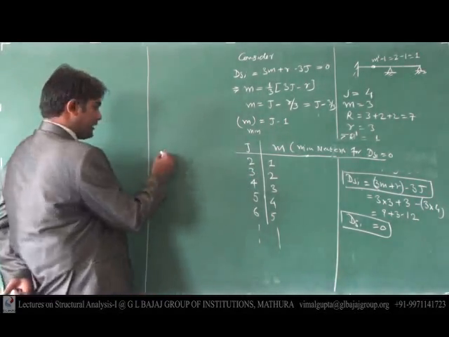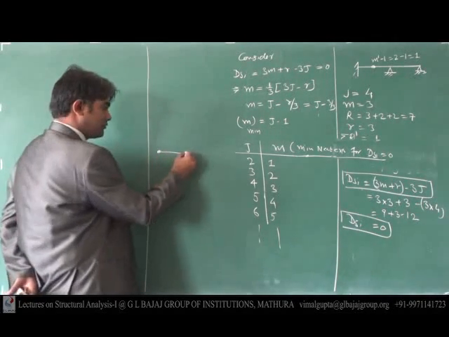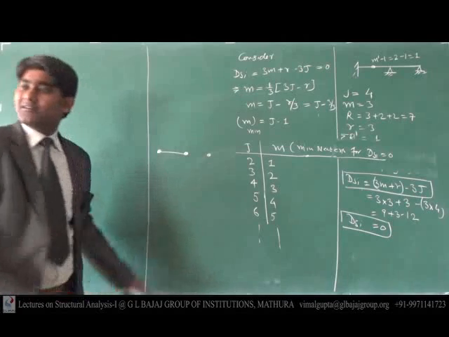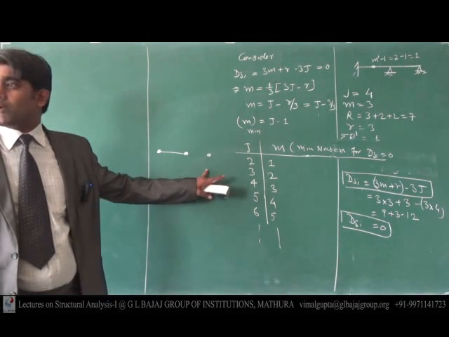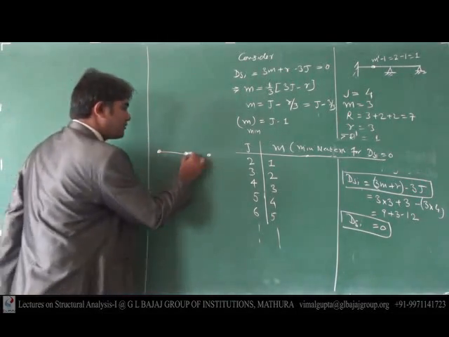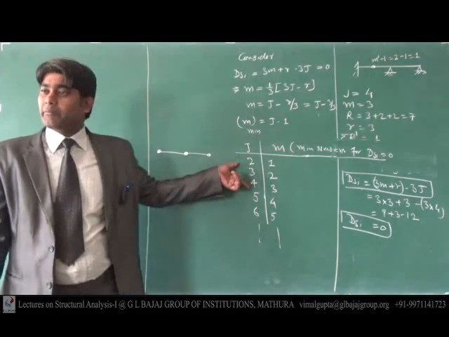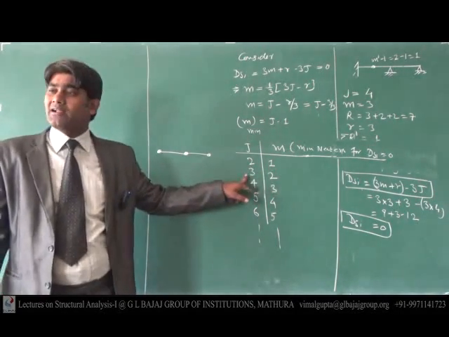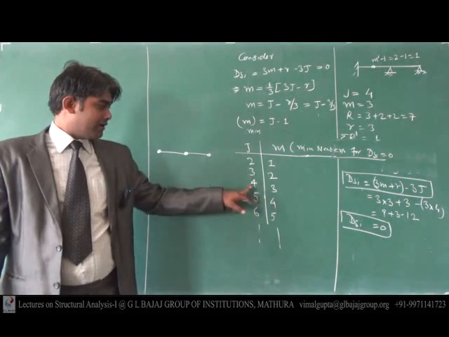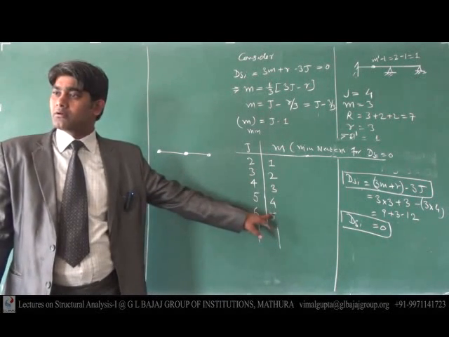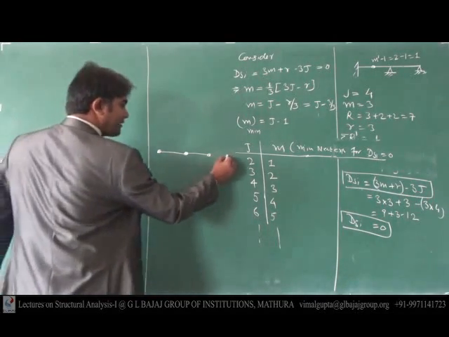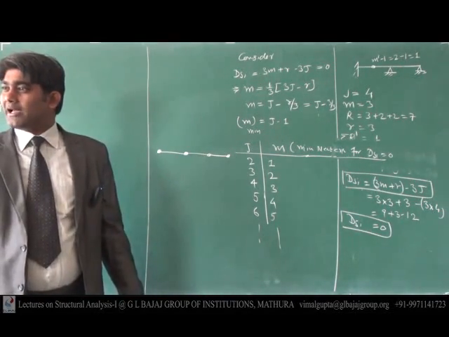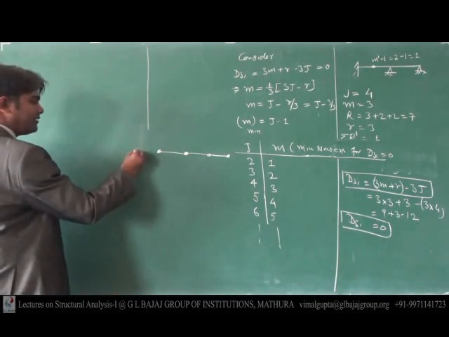Think of that. If I have 2 nodes, 1 member will be there always. For further addition of a joint, it will need one more member. Addition of one joint, addition of one member. Okay, further addition of one joint will need 1 member. Here further one joint, 1 member.